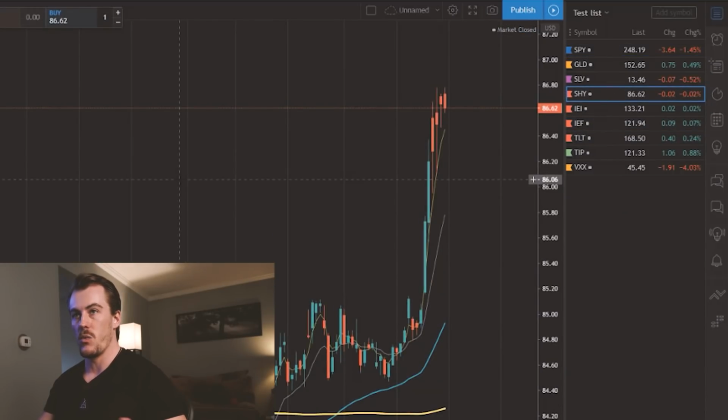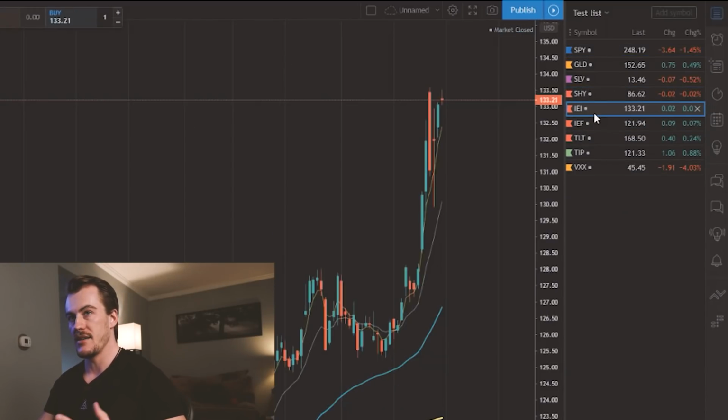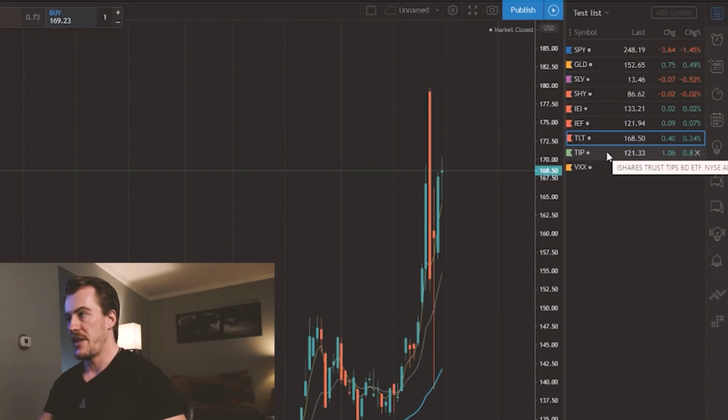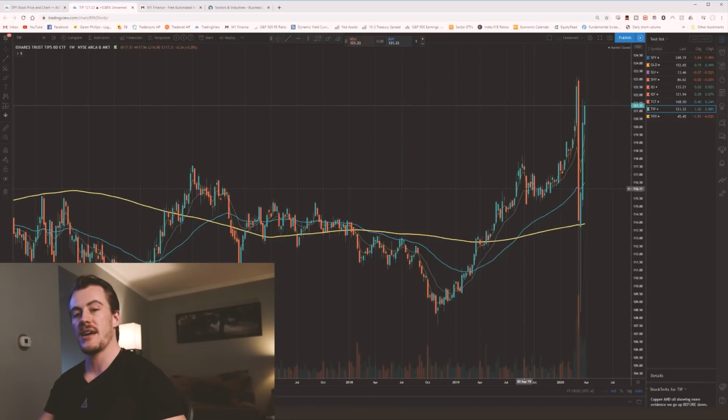SHY is the 1 to 3 year treasury bonds. IEI is 3 to 7 years. IEF is 7 to 10 years. TLT is 20 years. Now TIPS is an index that is weighted with inflation. So when inflation rises, this will rise. And this is a very good index to have in your portfolio right now, and I'll explain that in a minute.